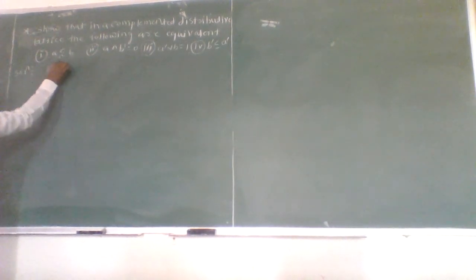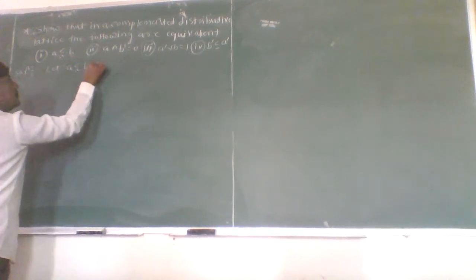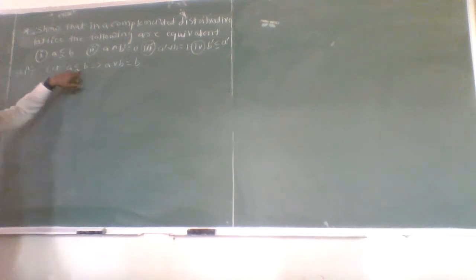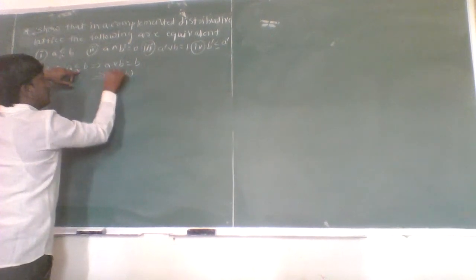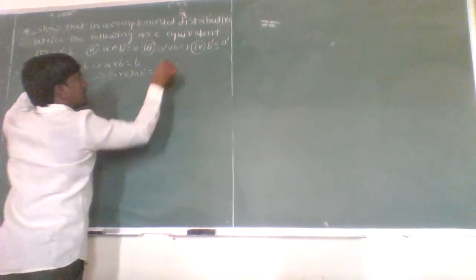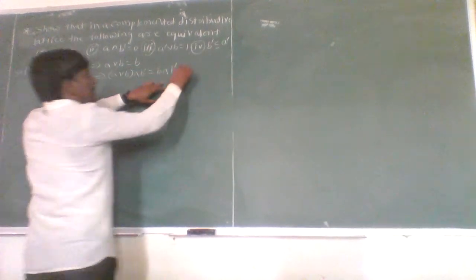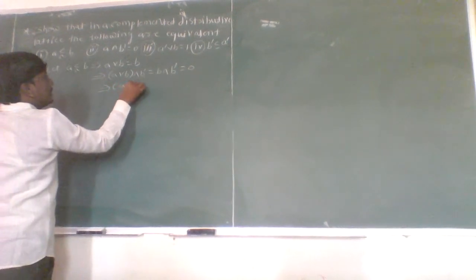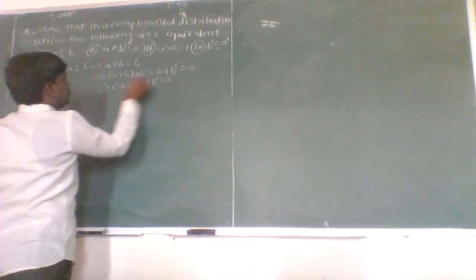As we have to prove 1 implies 2, let us consider A precedes B. As A precedes B, this implies A join B is equal to B. Since A precedes B, this implies (A join B) meet B dash is equal to B meet B dash. But as B dash is a complement of B, B meet B dash will be equal to 0, which implies (A join B) meet B dash is equal to 0.